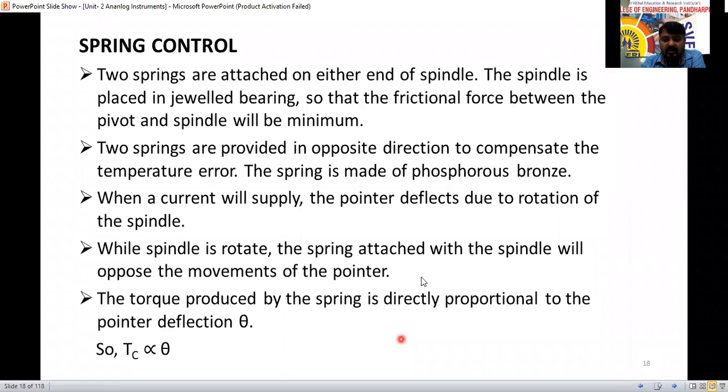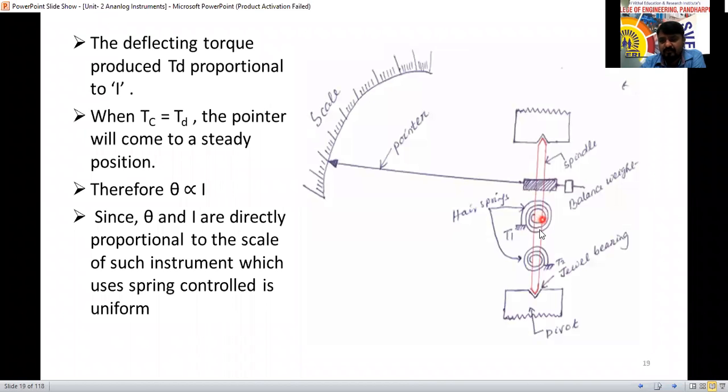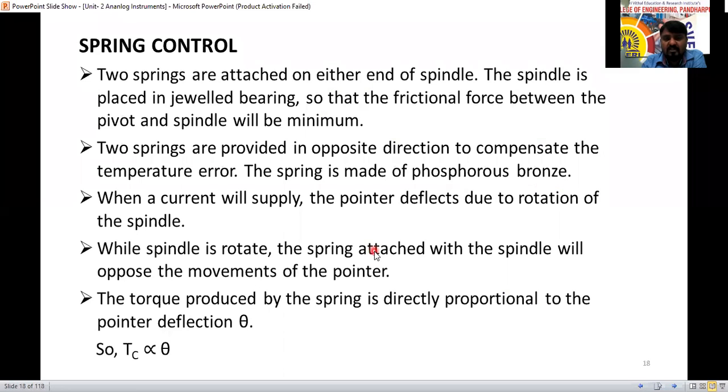The spring is a conducting part, yes or no? Whenever we pass current through that coil, the current will flow through this spring also. Because of that, the temperature may increase, so the spring may lose its property. For that reason, we have provided two springs in opposite directions to compensate the temperature error. The spring is made up of phosphor bronze.